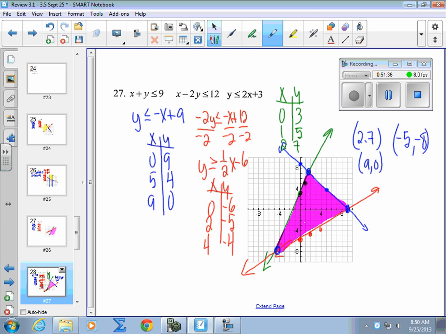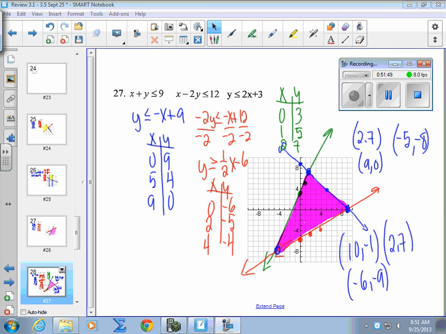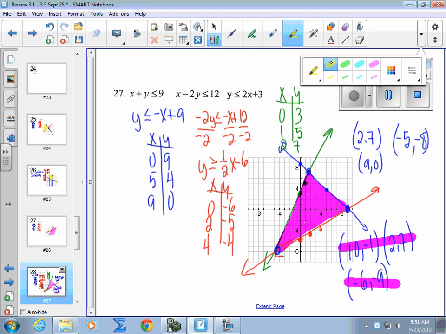Without putting it in your calculator, you really can't make an accurate decision on this because, like I said, the graphing method is the least accurate. The actual points, if you put them on your graph and found them, would be 10 and -1, 2 and 7, and -6 and -9. So those are the actual points based on our graph that we have here. We found these points.